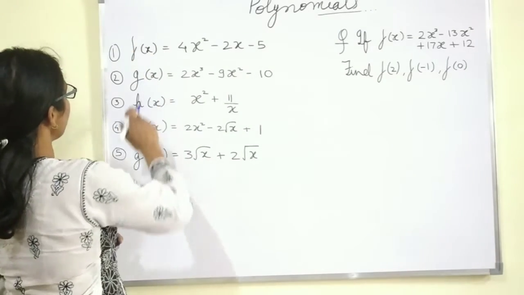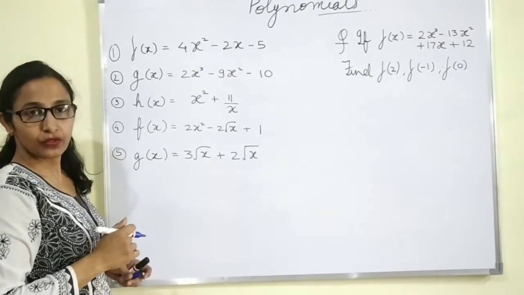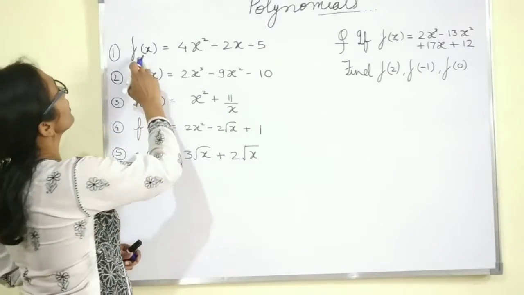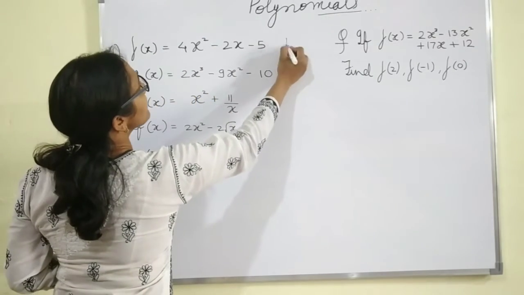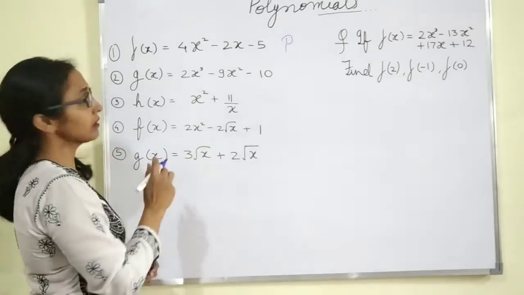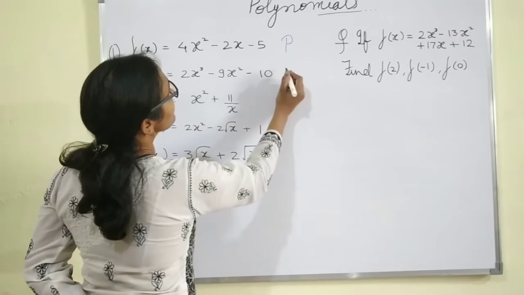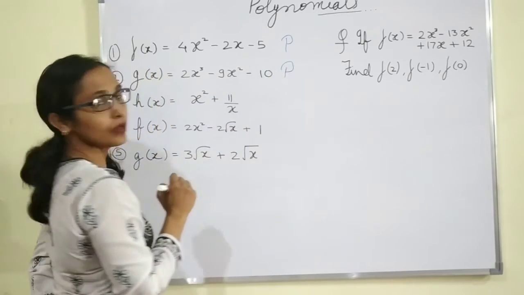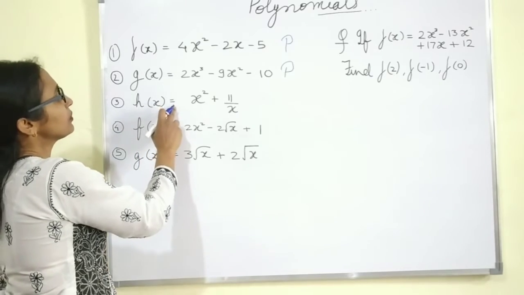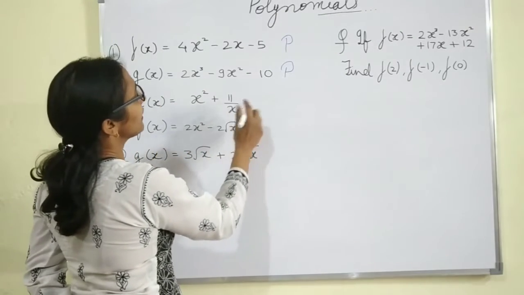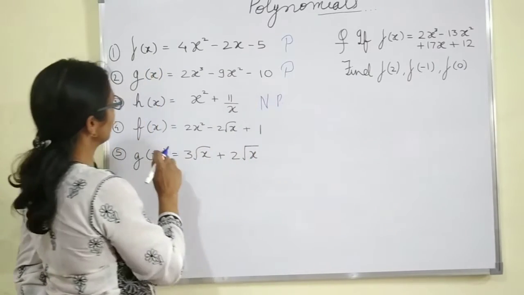Now these are examples of polynomials and which are non-polynomials. So f(x) equals 4x square minus 2x minus 5. This is a polynomial. g(x) equals 2x cube minus 9x square minus 10. It is also a polynomial. Now h(x) equals x square plus 1 upon x. It is not a polynomial.